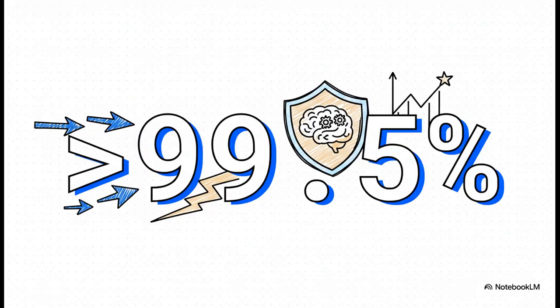Okay, but I know what you're thinking. What's the catch? What about accuracy? Well, get this. You get all that speed while keeping over 99.5% of the original accuracy. It's kind of mind-blowing. Up to 3 times the speed with virtually no sacrifice in how smart the model is.